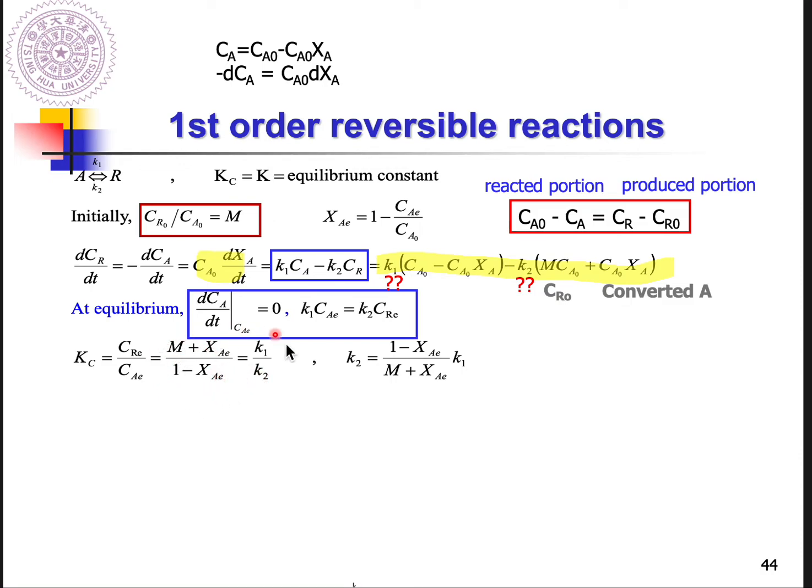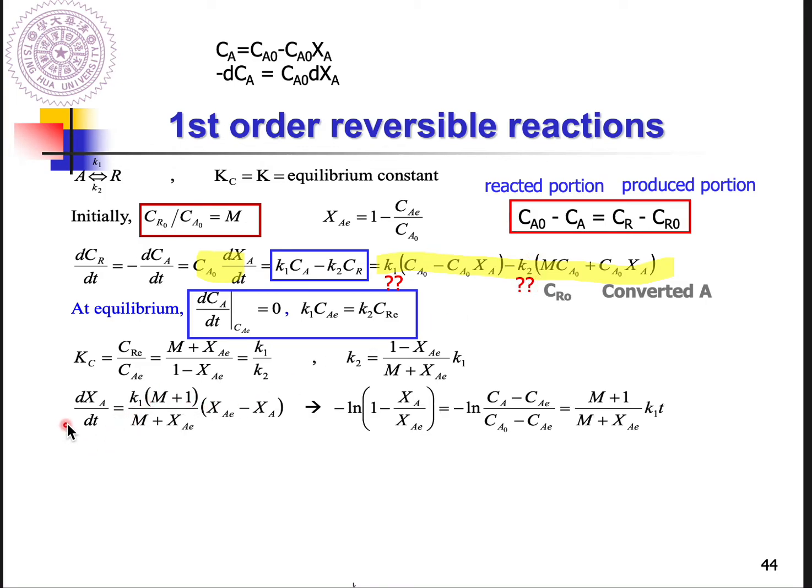Okay, so based on this, you know the relationship between K1 and K2, and you use K1 to substitute this K2. So you will get these results as long as you use this to substitute K2. And also we move the XA-related part to the left-hand side and dt to the right-hand side and take the integral on both sides. Then you will get these results.